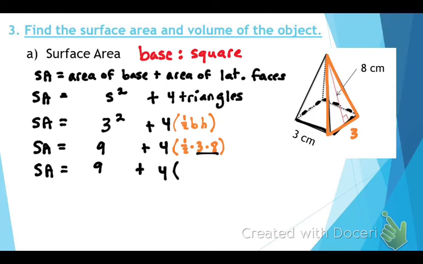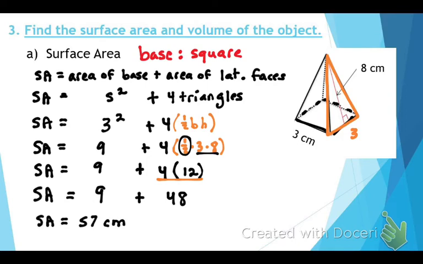Guys, what is half, or let's do 3 times 8. What's 3 times 8? 24. What is half of 24? 12, very good. Now let's work kind of backwards. What's 4 times 12? 48, and we've got to add in that 9. When you do that, what do you get? 57 centimeters squared. Okay, centimeters squared, and why did we square the units?